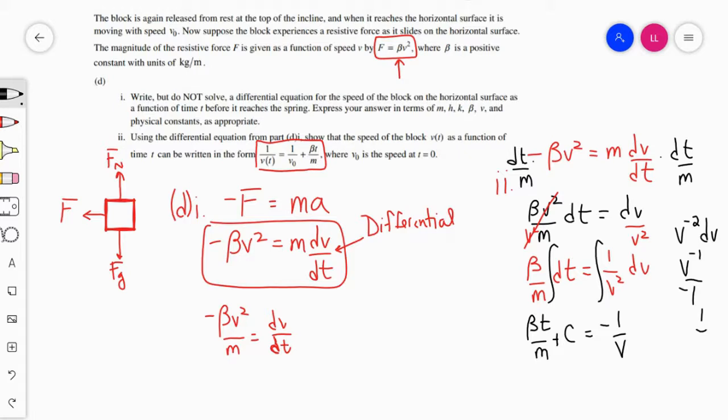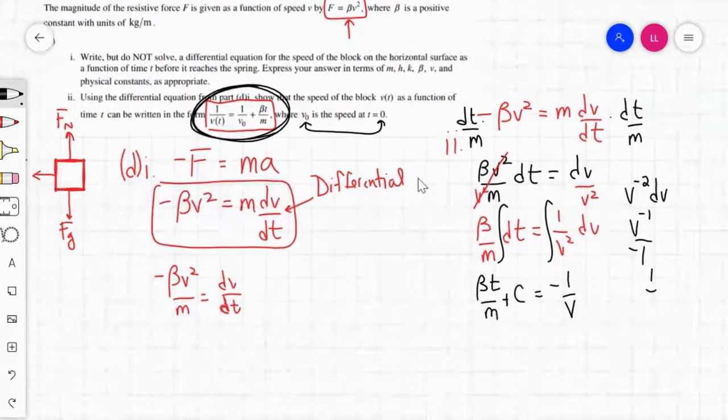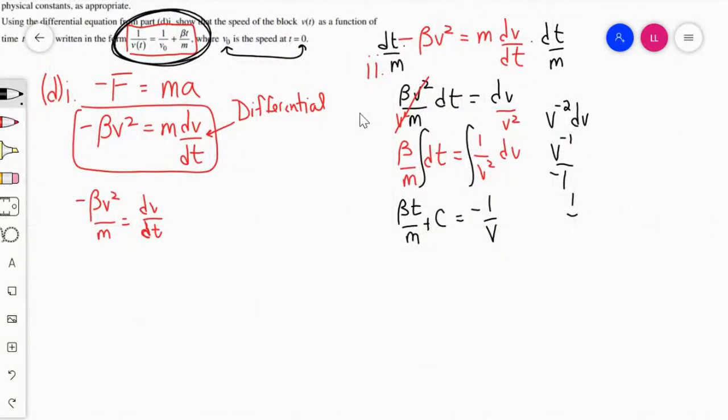And so now you can see why they want this form right here. Now where the rest of it comes from, they do tell you that the function is equal to v0 when t equals 0. So you can figure out what c is right now. Let me give myself a little bit more space. I'm going to plug in that when t equals 0, v is v0.